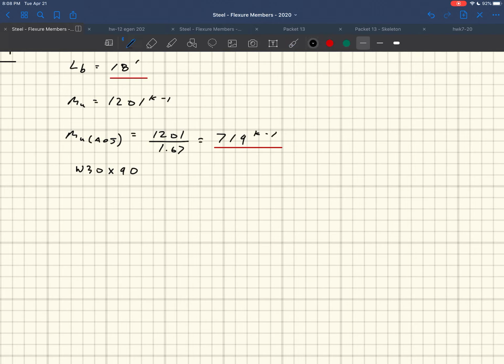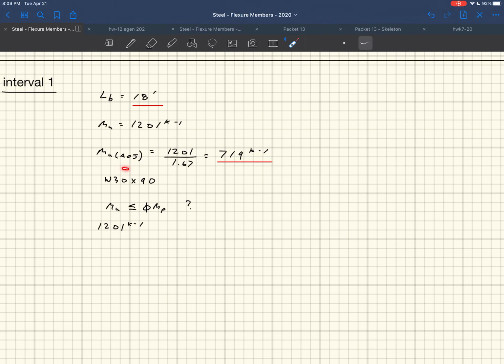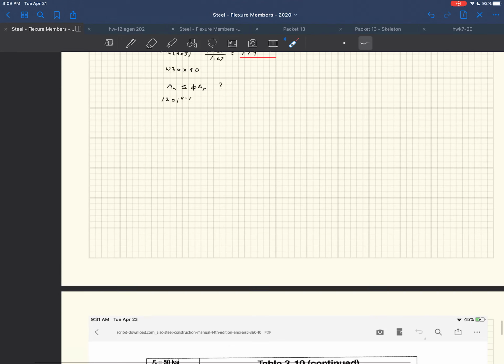the plastic moment capacity. So right now, that's what you would do. You'd say, okay, is MU less than or equal to PMP? This is the unadjusted MU that you check. So this would be 1201 kip feet, right? And you check to see, is it less than PMP? Well, what's PMP? You have to look up what PMP is for W30 by 90.